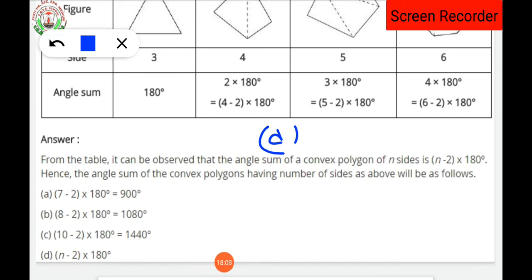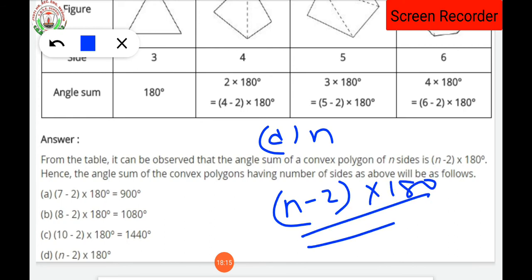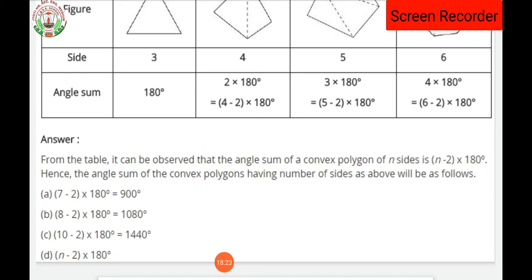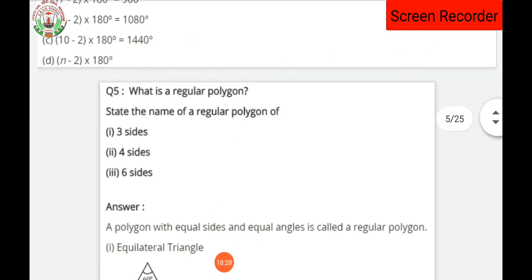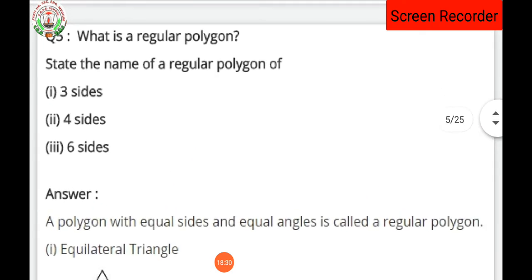And the last part, D. In the D part, the N value is N itself. So the formula N minus 2 into 180 is the answer for the last D part of the question. Clear, everyone? So our question is completed. Hope you understood the question. Next is the fifth question.